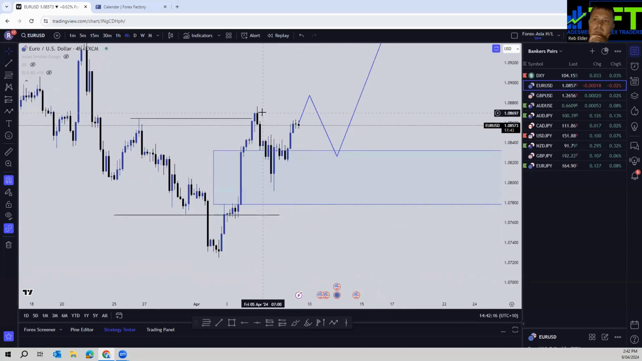Failing that, if this doesn't break this high and looks to come lower, then based on what could be some fundamentals from the Dixie, we could see a lower push there.